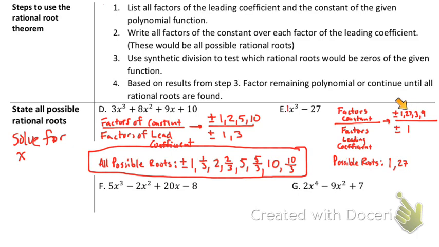Then we go 3 divided by 1, 3, and then 9 divided by 1, 9. Always remember, it's plus minus. These are all the possible solutions. Again, this is how we do rational root theorem. So go ahead and find the possible solutions for F and G for extra practice.